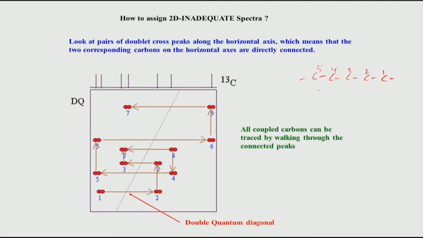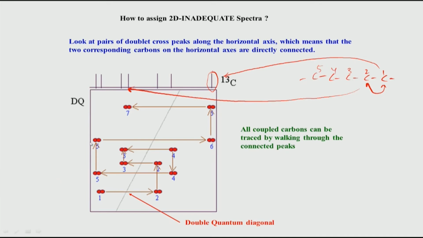What this INADEQUATE experiment is doing is trying to connect the neighboring carbons, or trying to tell you which carbon is connected to which other carbon. For example, let us say this particular carbon is this particular peak, then this particular carbon will be this peak here. Basically, we are trying to form a connection between two neighboring carbon atoms. So, this is what is shown here.